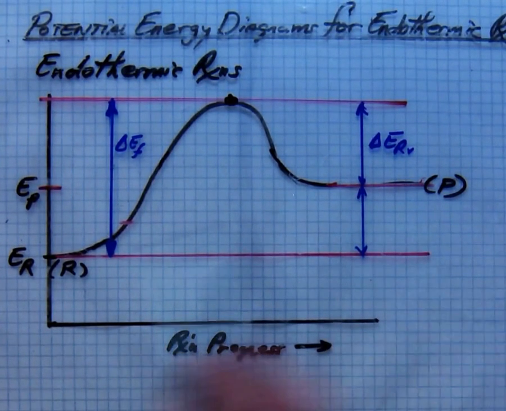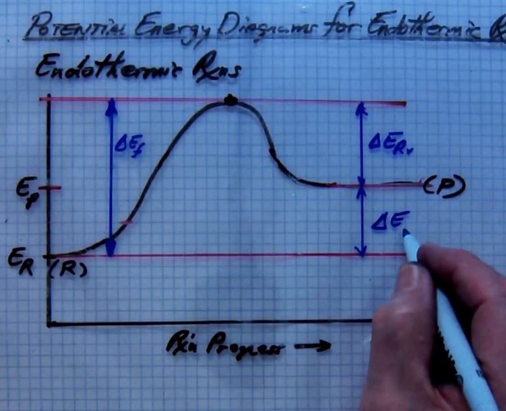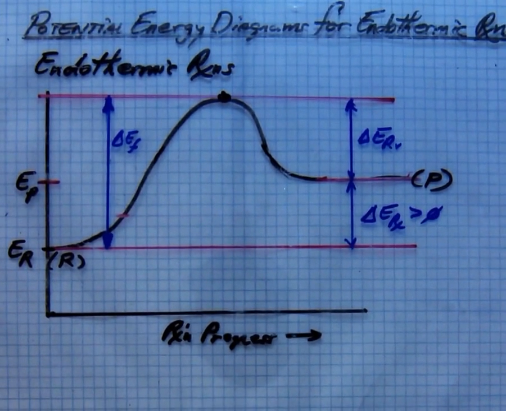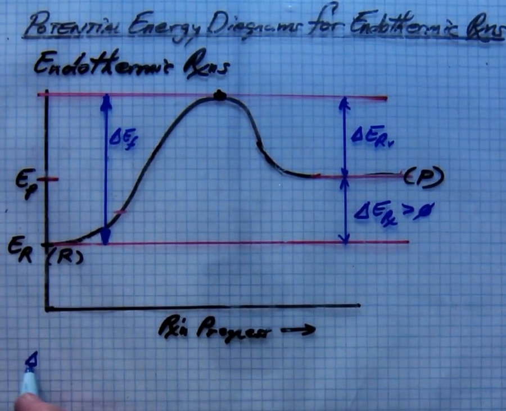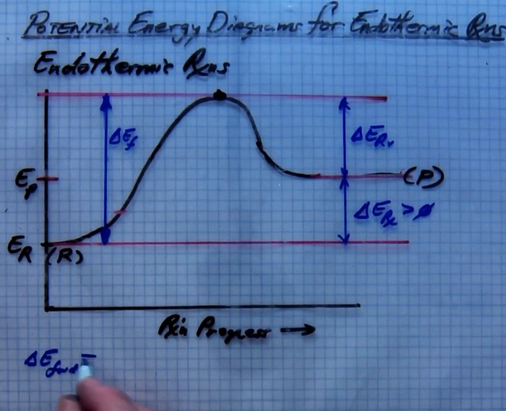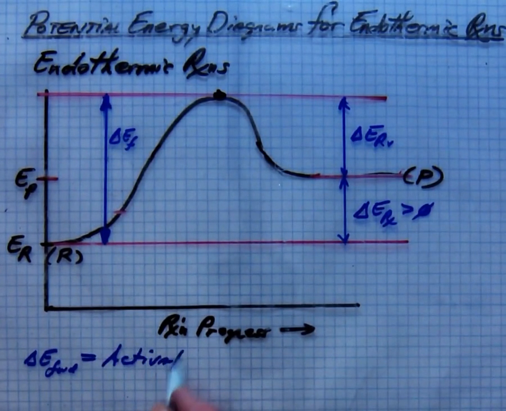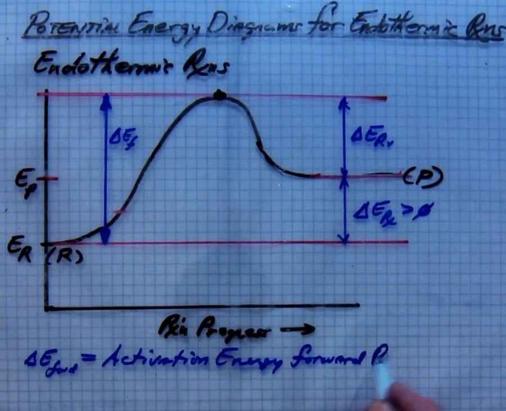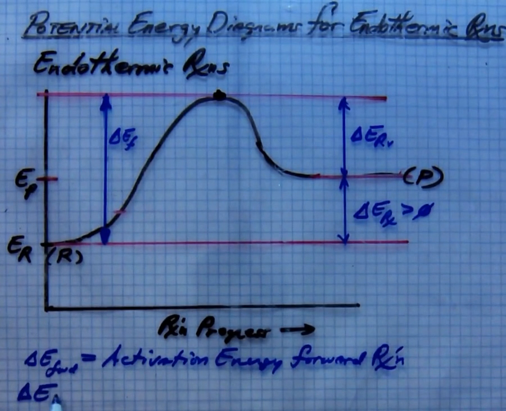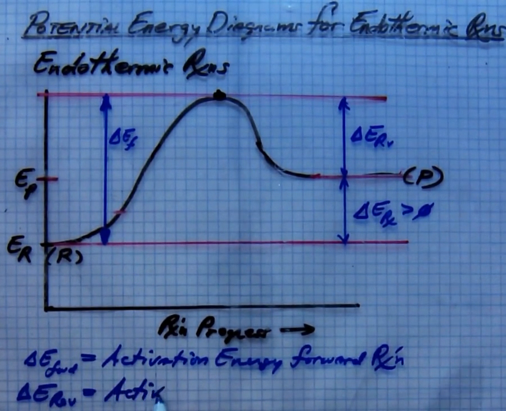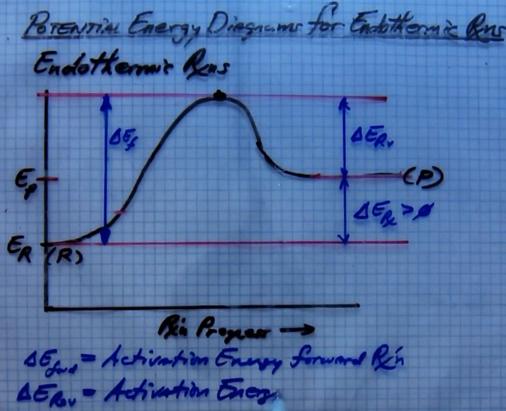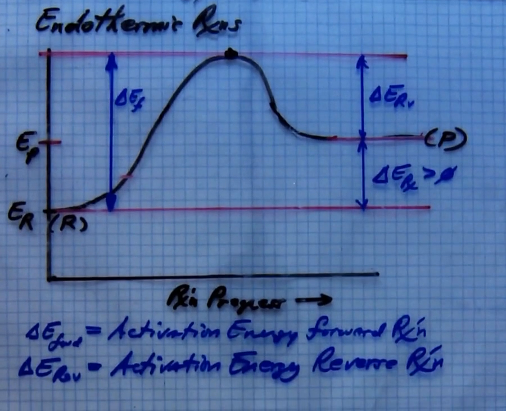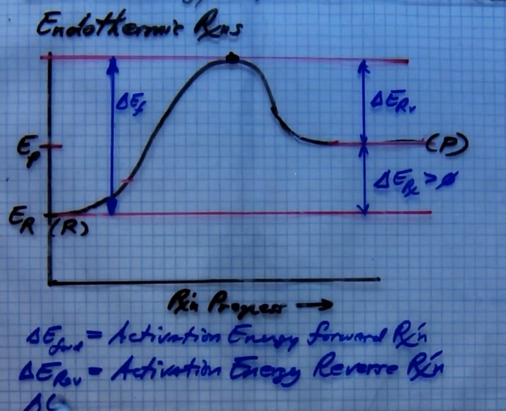So the differential between the products and the reactants is the heat of reaction. Delta E for the reaction, in this case, will be greater than 0, or positive, for the system. And so we have delta E for the forward reaction, and then we have delta E for the reverse reaction. And the heat of reaction for the endothermic is delta E for the reaction.